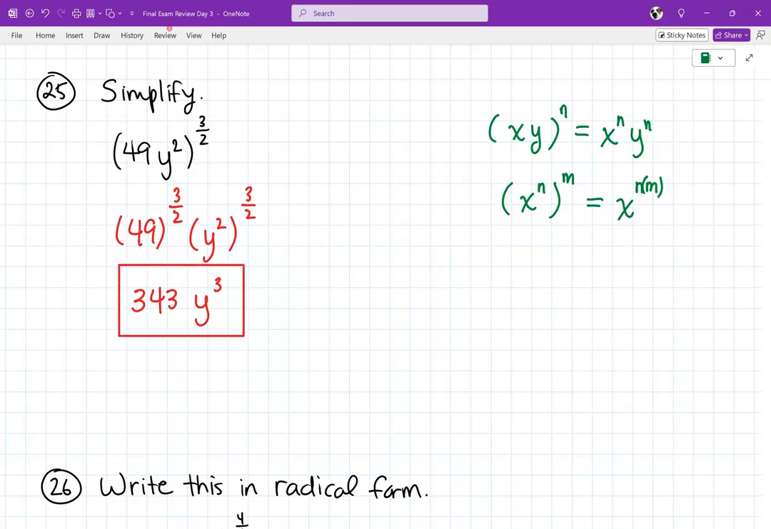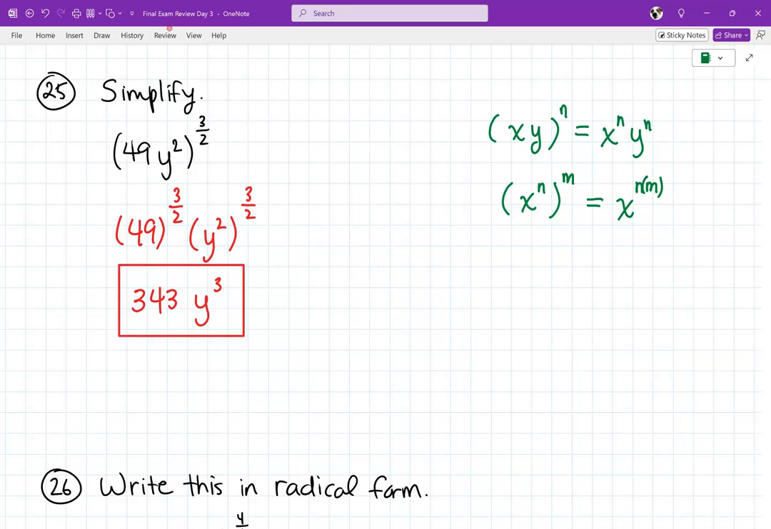Okay, so you're going to need two properties to do this problem here. When there's a product being raised to a power, you can distribute that power. But notice a product, not if it said x plus y, you don't do x to the n plus y to the n. That's wrong. If it's a product, two things multiplying each other to a higher power, you can distribute that power. And then once you do that, you can see my first step, that's what I did. I broke it down, 49 to the 3 halves, y squared to the 3 halves. But then when I notice a power to a power, well, a power to a power is a product, n times m. So I multiplied 2 times 3 halves, that gives me a 3, and I'm done.